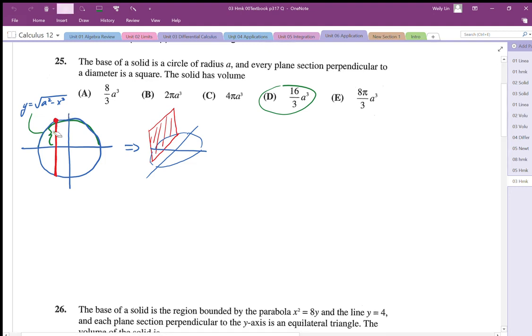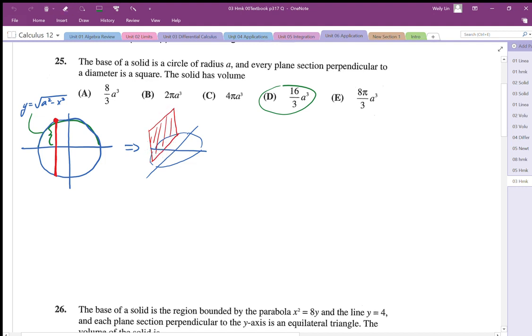The cross section is perpendicular to the x-axis, or perpendicular to the diameter in this case, which is the x-axis, and is going to be this length here. That little green piece that I bracketed is the height y. I'm going to use double that to get the squares. So across here is going to be double y, and I'm going to get my square.